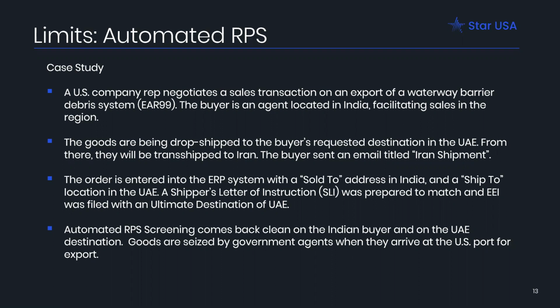The automated RPS screening that is attached to the ERP system runs through the screening, sees only India and only UAE as destinations, and comes back with no flags, because you're allowed to ship to and sell to India and the UAE. But the goods, in this case, were seized by the government agents when they arrived at the US port for export.